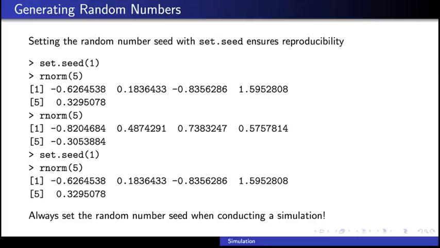Now that might sound strange, because why would you want to generate the same random numbers twice? But in many applications, you do want to generate the same random numbers twice so that people can reproduce what you've done. And in particular, if there are some errors or problems in what you've done, you want to be able to go back to the exact situation that produced those problems. So whenever you do a simulation, you always want to set the random number seed so that you can go back and get the same results.